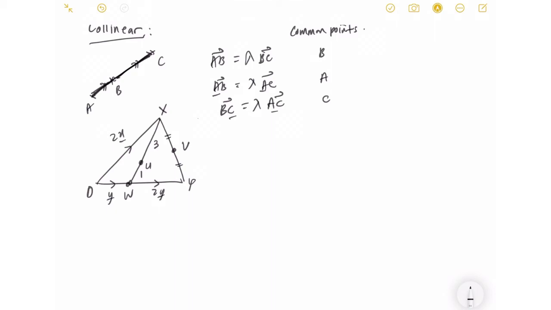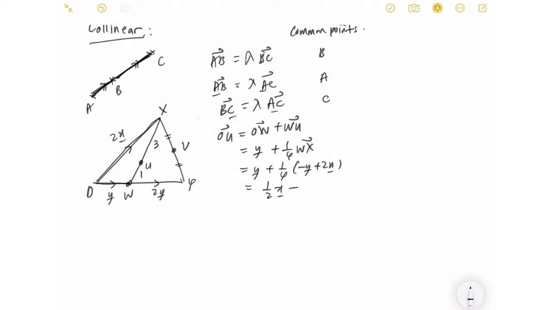In order to prove that O, U, V are collinear, you can use any combination: OU and UV, OU and OV, or UV and OV. I think OU and OV is easier. So let's start with OU. OU is O to W, W to U. You can even use O to X, X to U. OW is Y, WU is 1/4 of WX, and WX you can find from here: minus Y plus 2X.